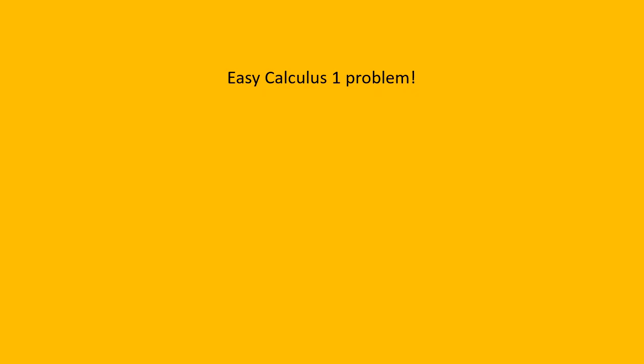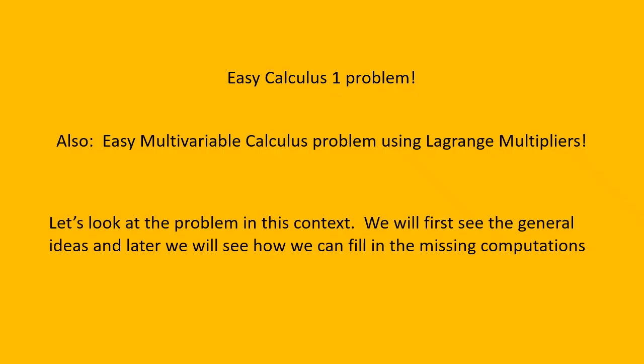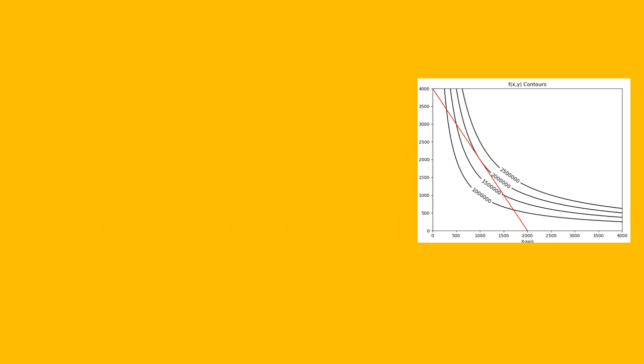This is an easy calculus problem. You probably could have easily solved this in your first term of calculus. It turns out also that it's an easy multivariable calculus problem using Lagrange multipliers. We're going to look at this problem starting with the function of several variables with a constraint, and we'll see the general ideas. I'm not going to do many computations to start with, but later we'll see how we can fill in the missing computations, so that we have a complete solution.